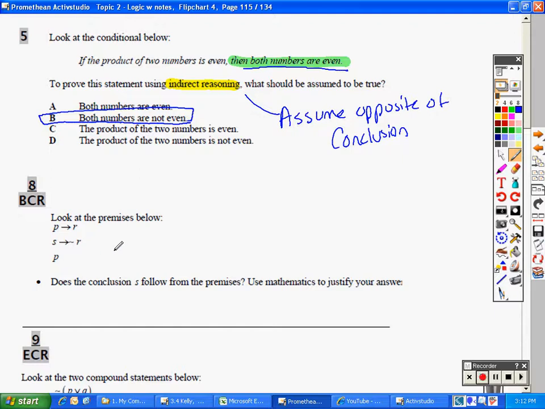Okay, we have all these premises below. P gives us R, S gives us not R, and we have P. These are all given statements. We want to know, does the conclusion S follow from these premises? All right, well, let's look at them individually. I'm just going to select 2 of them. And the reason I'm going to select these 2 specifically is because I already know a law of logic that allows me to combine the 2 of them.